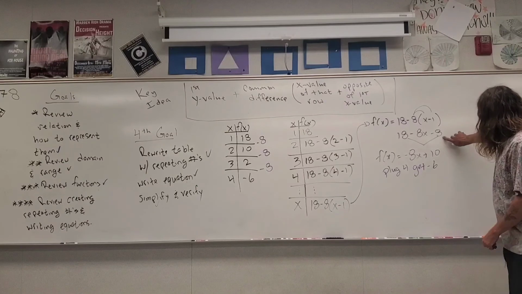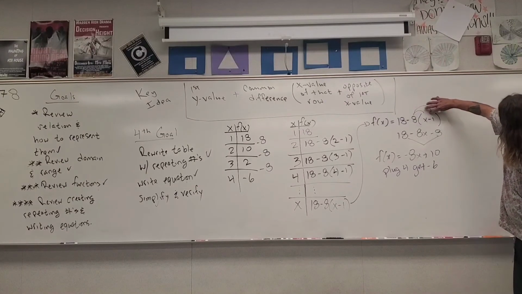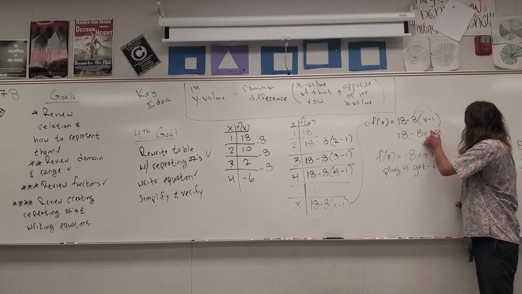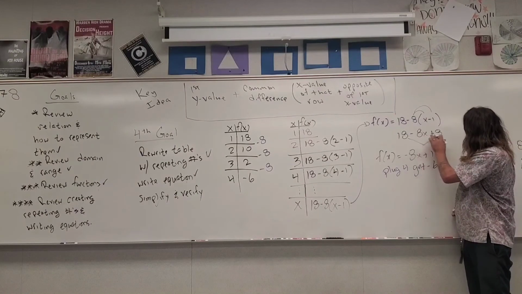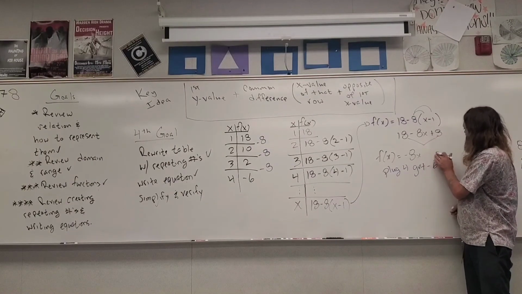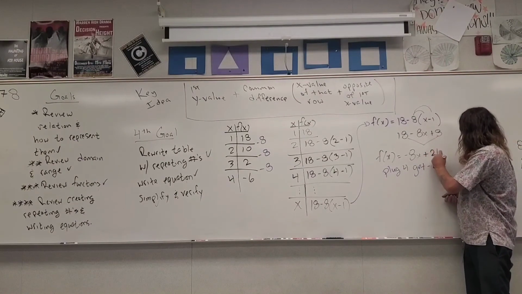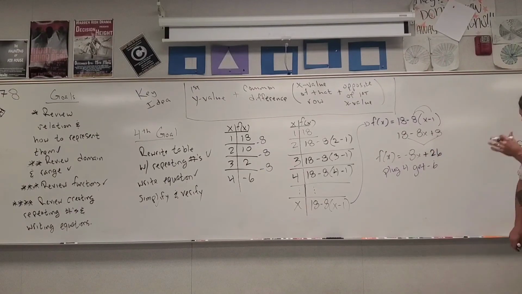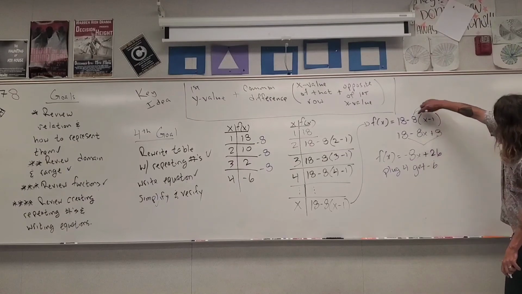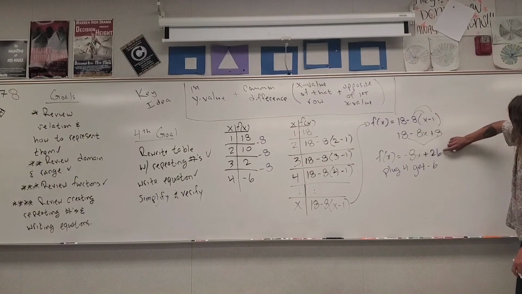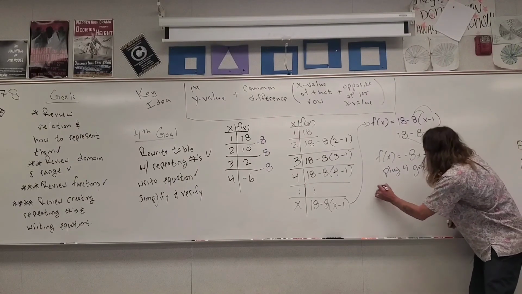Ah, my mistake was right here. Minus 8 times minus 1, that's plus 8. And then 18 plus 8, that's actually 26. Okay, I made a mistake. I did this in my head, and I realized I was not going to get the correct number. So you see that minus 8 times minus 1 should be plus 8. That changes that number.